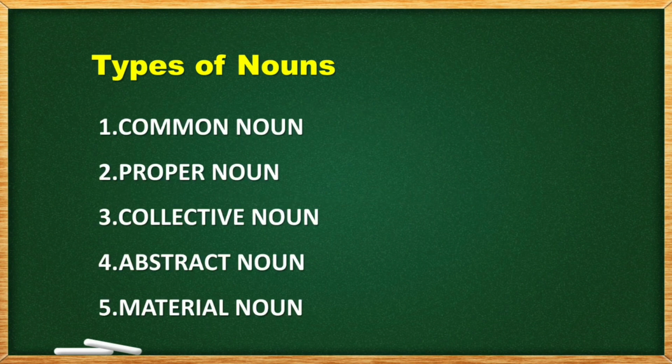Now we learn types of nouns. There are 5 types of nouns. First, common noun. Second, proper noun. Third, collective noun. Fourth, abstract noun. Fifth, material noun.